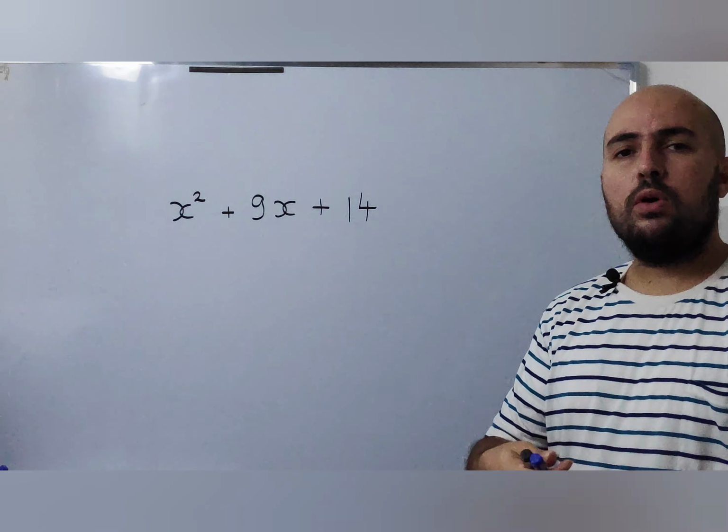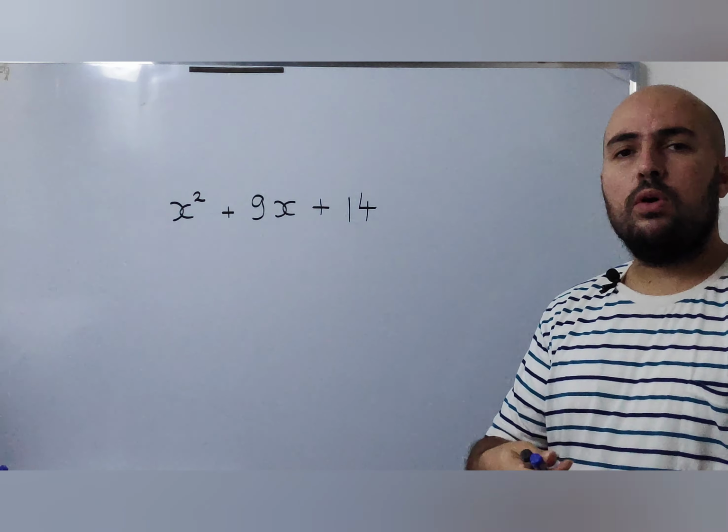Good. Now, what do we have here? We have positive 9 and positive 14. Now, this is like a game we're going to solve. Now, we need two numbers here. Two numbers. When you multiply these two numbers, they will give you positive 14. And when you add them together, they will give you positive 9. So you need two numbers. When you multiply them, they will give you positive 14. And when you add them together, they will give you 9.